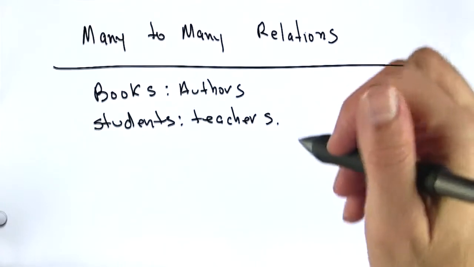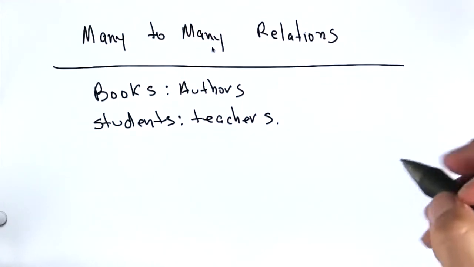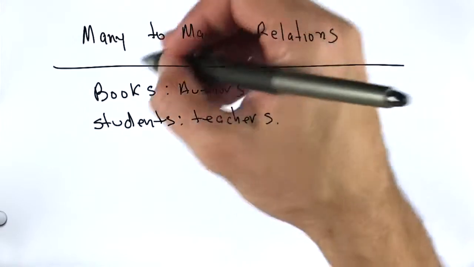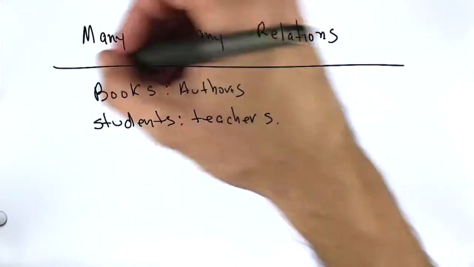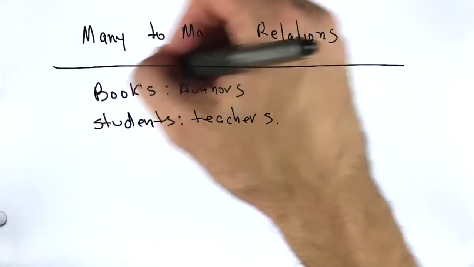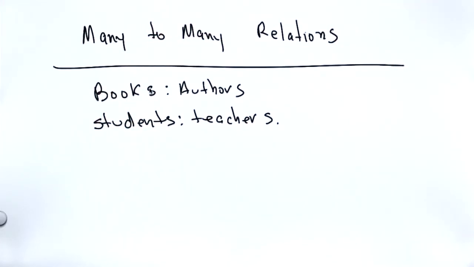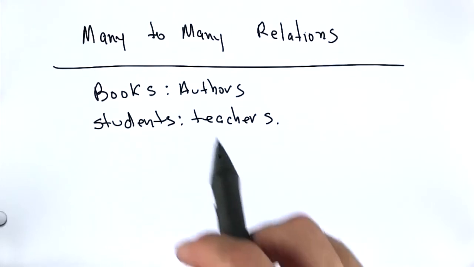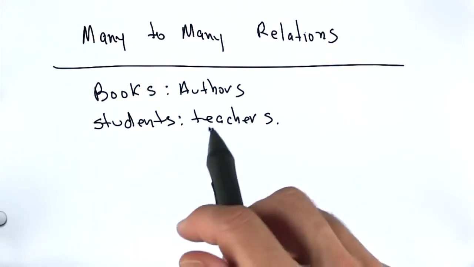The next relation we're going to go over is the many-to-many relation. An example of a many-to-many relation would be books to authors. Each book could have more than one author, and each author could have more than one book. Or another example would be students and teachers. A student has multiple teachers, and a teacher has multiple students.